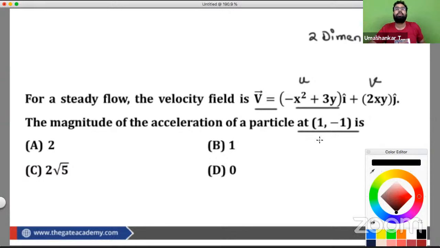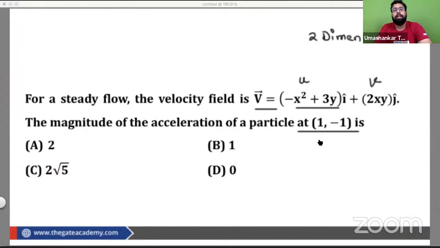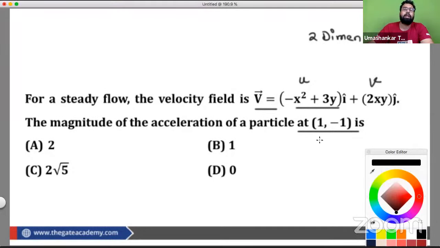So if in this kind of a question the z coordinate is also given, then first of all you must find the w, that is the third component of velocity, and then you move to the acceleration. But here we can do it very good, Madhusudan, very good, Naga. Okay, so now obviously we have this u and we have this v. So we can find the acceleration.